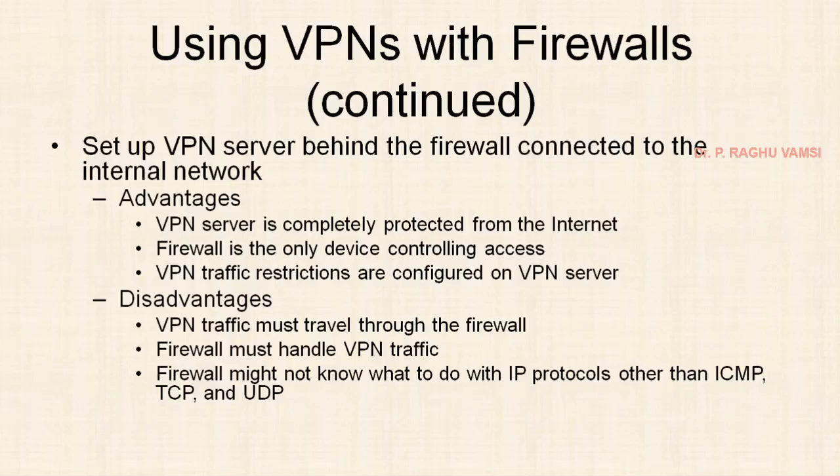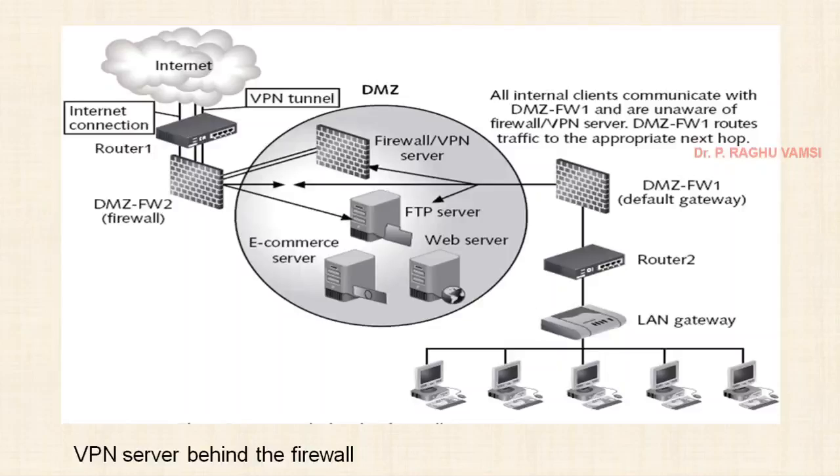So the firewall should be in a position to scrutinize that much traffic. The firewall should also be configured with the VPN headers, that means accepting the VPN headers and all. So the firewall must handle the VPN traffic also. That means additional policies must be designed and incorporated. Firewalls often do not know what to do with IP protocols other than ICMP, TCP, and UDP. Only then can you design this VPN traffic as a policy in the firewall. So this is a disadvantage actually. So here is the example.